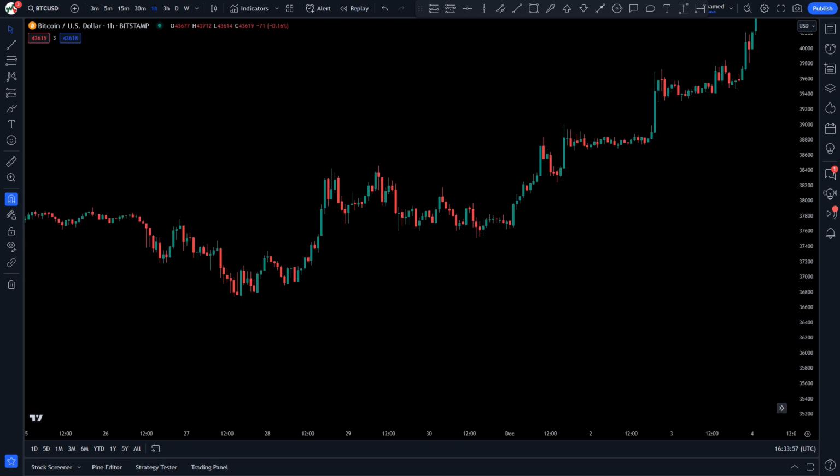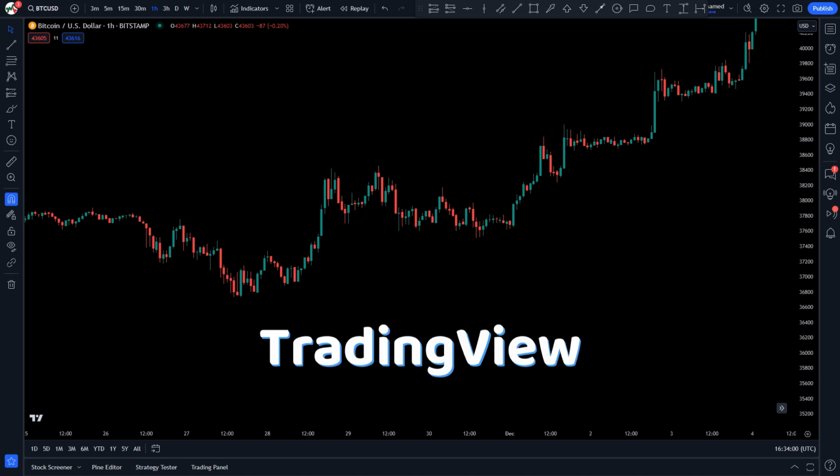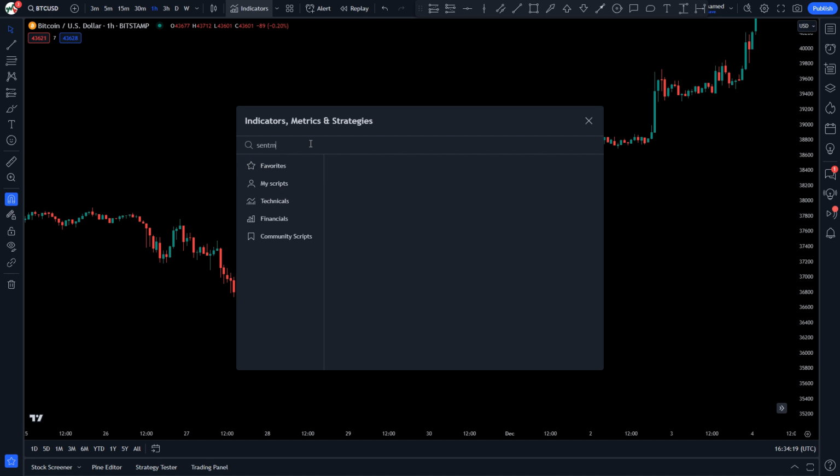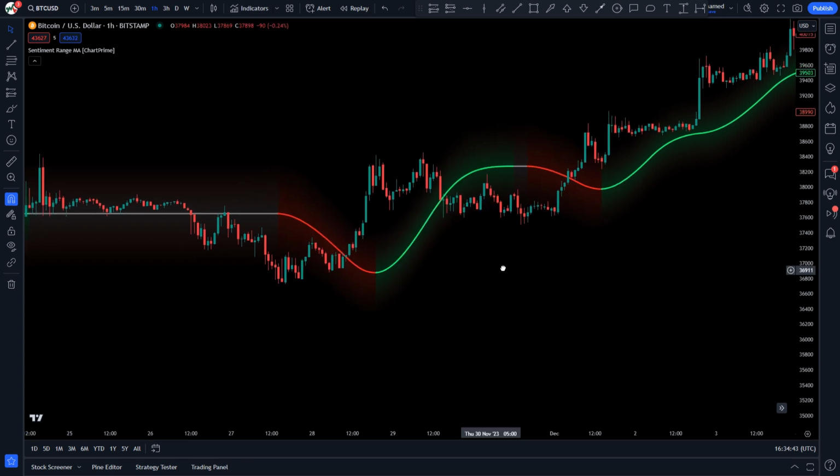To install this indicator on your chart, log into your TradingView account and open any market. Currently I am viewing the Bitcoin price chart on the 1-hour time frame. Open the indicators and search for the Sentiment Range MA created by ChartPrime. This indicator is 100% free.